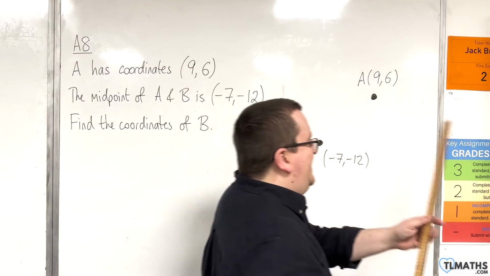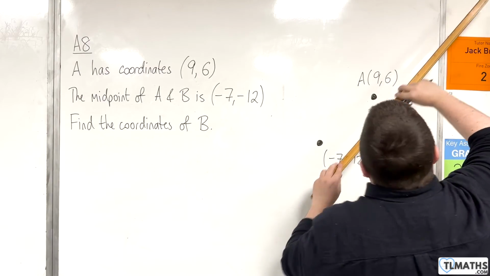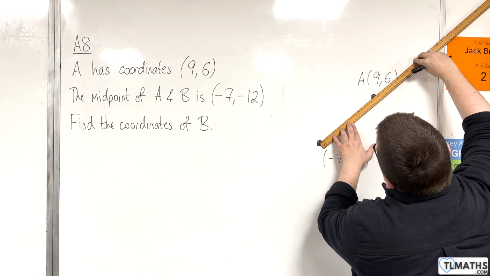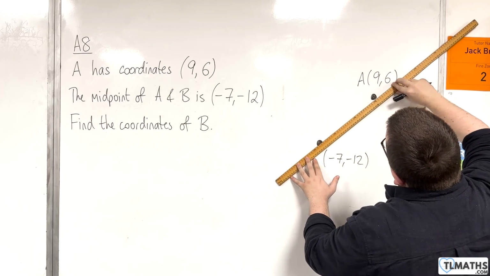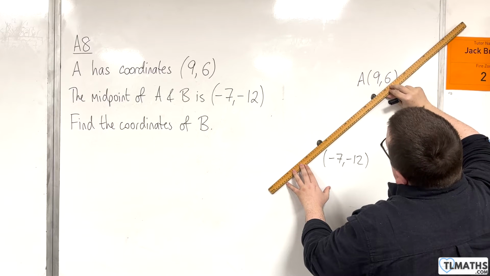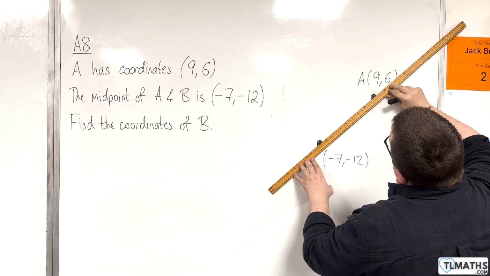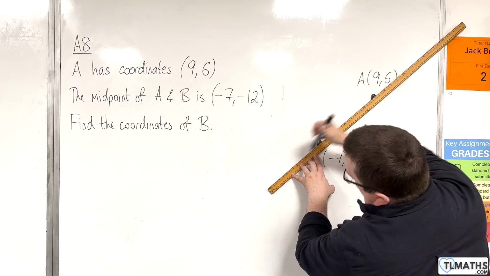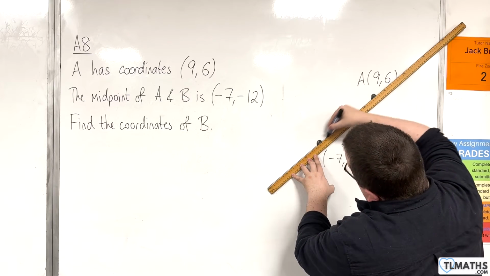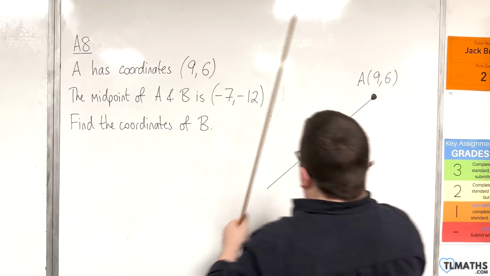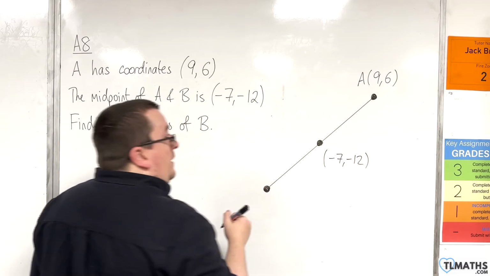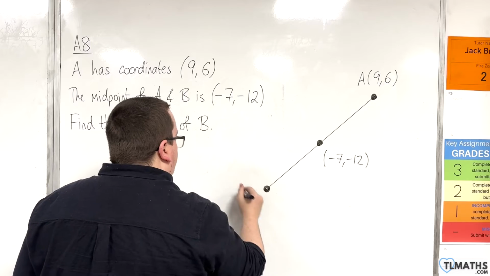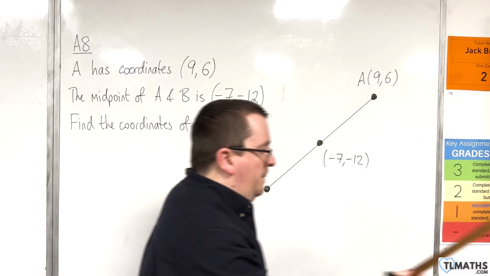So, essentially, if that's like 28 centimetres, it's about there-ish, something like that, just so we can visualise it. So the point I'm interested in is here. This is the point B. Okay?